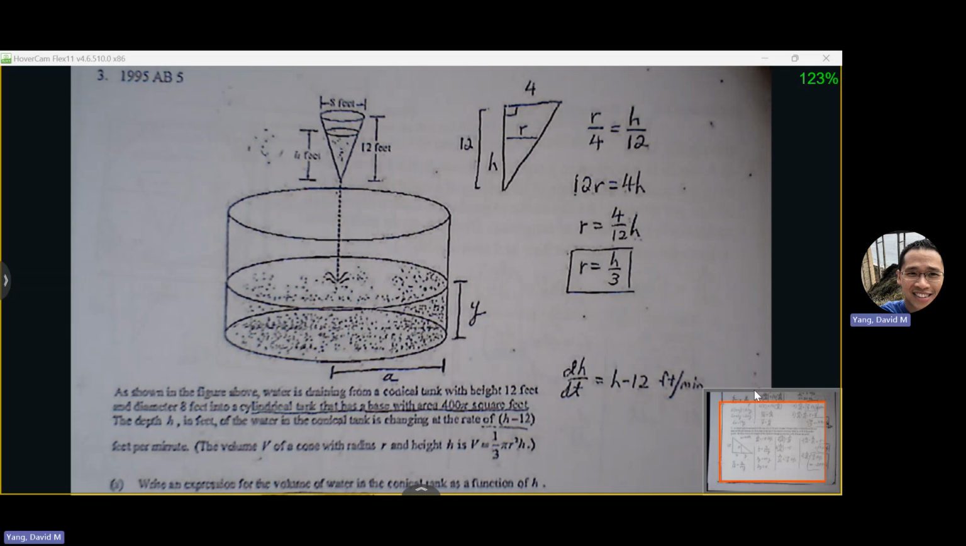I set up my proportions for my cone: r over 4 equals h over 12. The problem says write a volume equation in terms of h. So that means I want to remove r. I solve for r in terms of h, and then I can put that into part A. Part A is not asking for the derivative. They just want you to build the volume equation so that part B can jump directly to the derivative step.